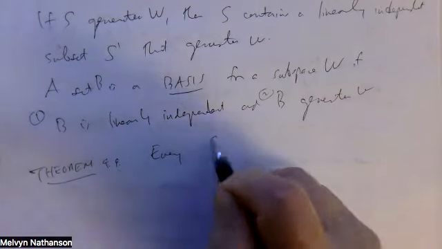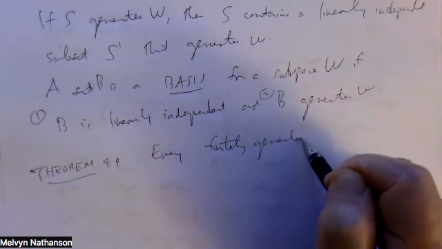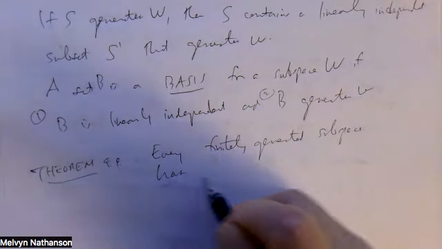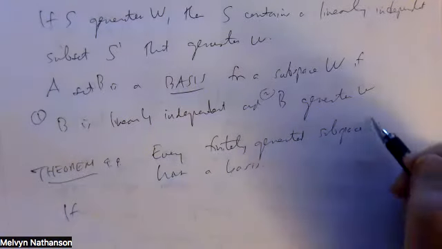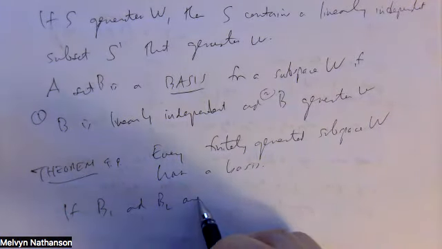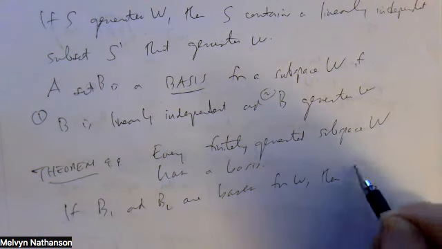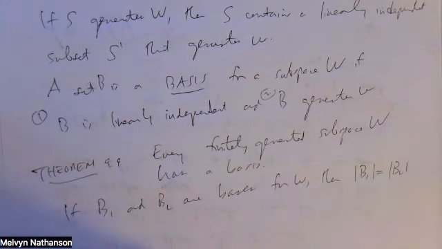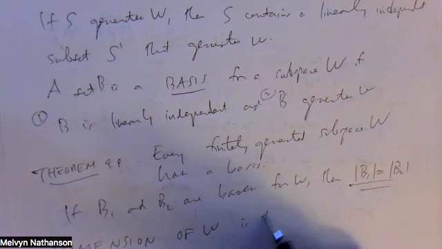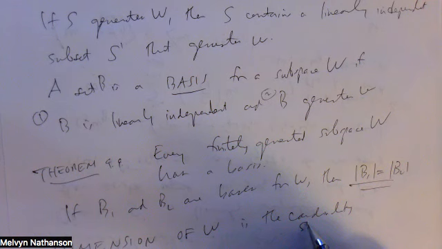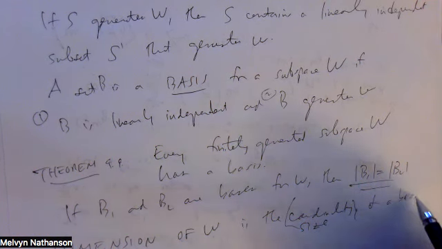Every finitely generated subspace has a basis. And if B1 and B2 are bases for W, then the number of elements in B1 equals the number of elements in B2. And this number is what is called the dimension of subspace W. It is the size, or the cardinality, or number of elements of a basis for W.